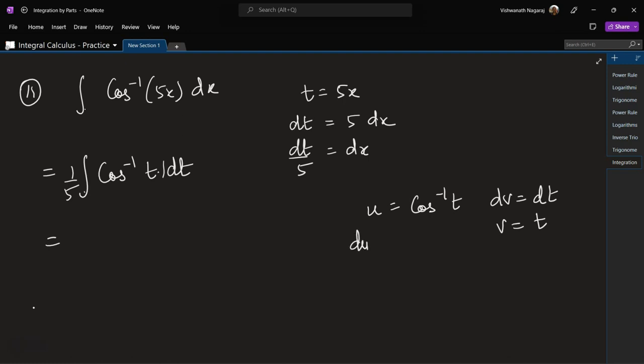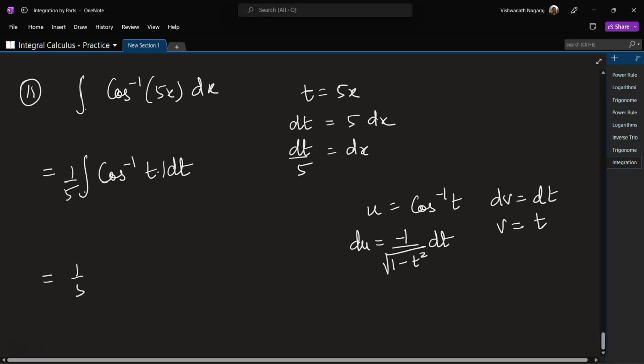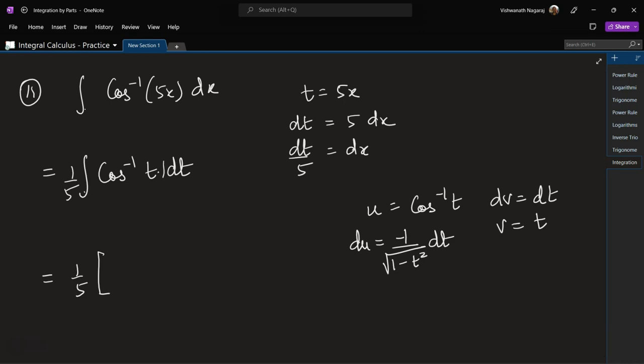And here we get du is equal to, the derivative of cos inverse, minus 1 by square root of 1 minus t square dt, right? Now let's do the substitutions. We get 1 by 5 times uv, so t cos inverse of t, minus integral of v du. So that is t times minus 1 by square root of 1 minus t square dt.